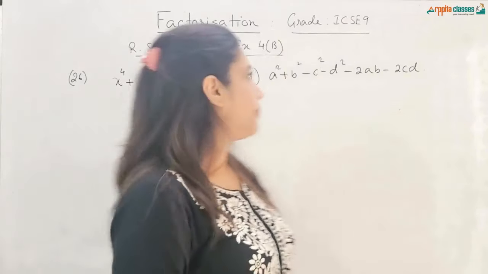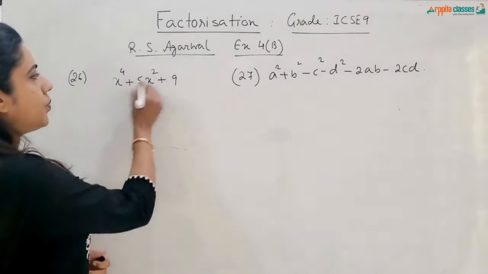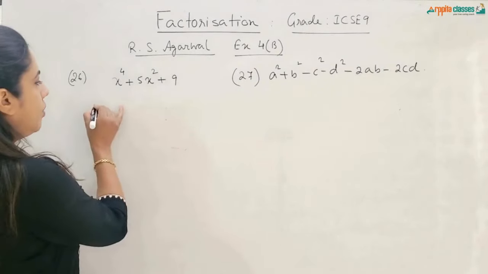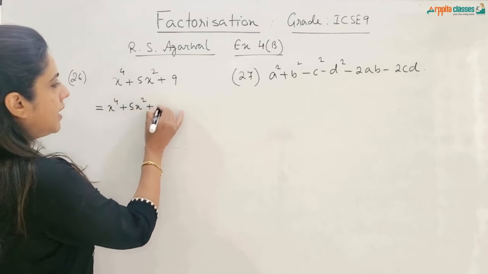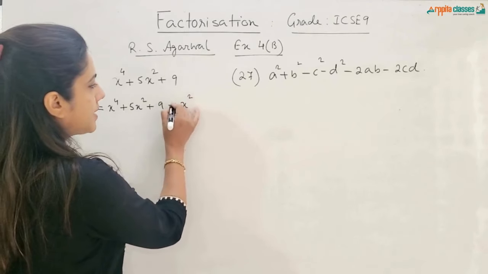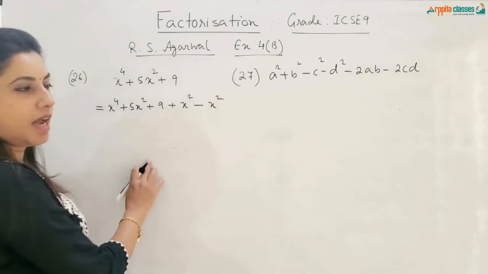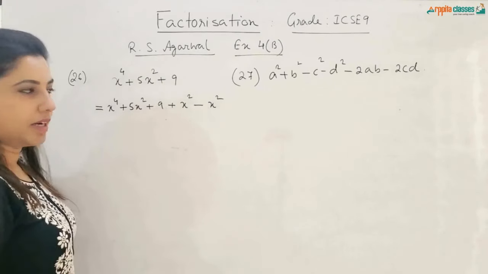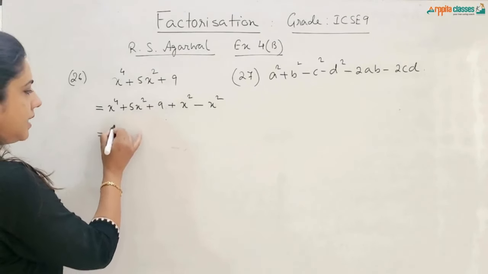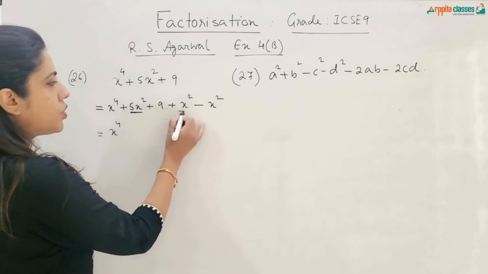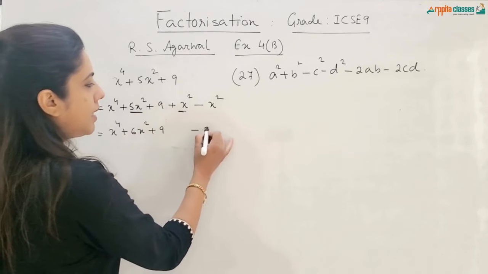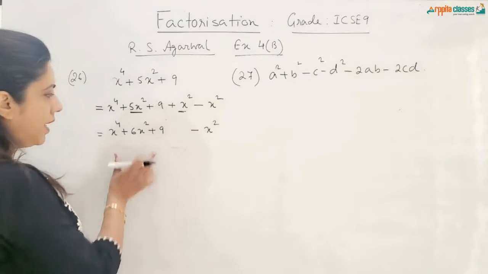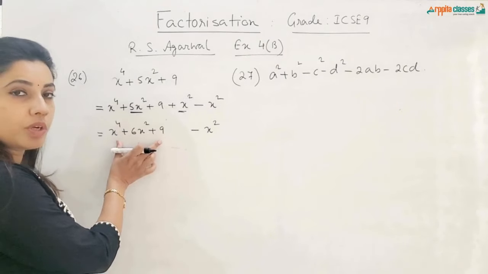Let's get started. Question number 26 is x4 plus 5x square plus 9. We need to factorize it. What I'll do is I will add and subtract x square. I've added and subtracted. Why did I add it? Because this 2 is going to give me 6x square plus 9. I'll keep this minus x square aside. This 3 terms is going to give me a perfect square.